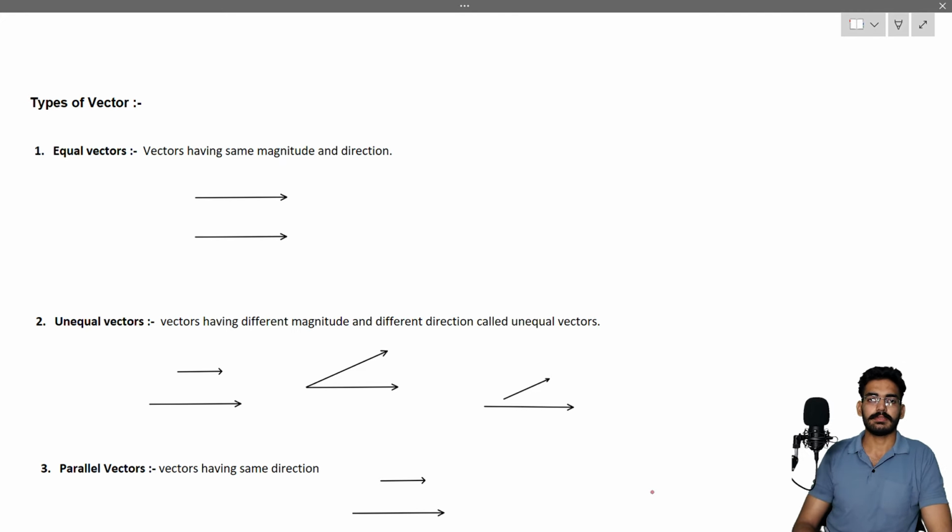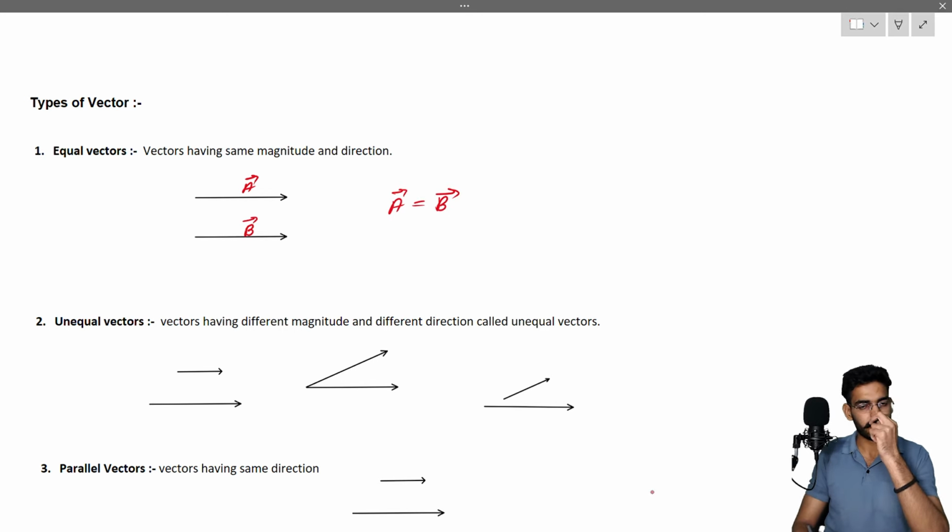Now first is equal vectors. What we are saying is, let's say this is the A vector and this is your B vector. Then for equal vectors, direction and magnitude both are the same, which means both vectors are identical. Okay, A vector equals B vector.